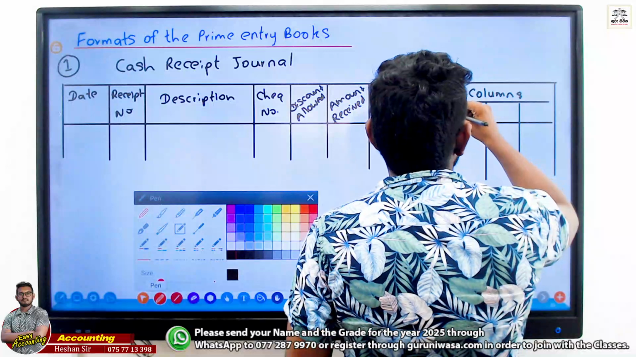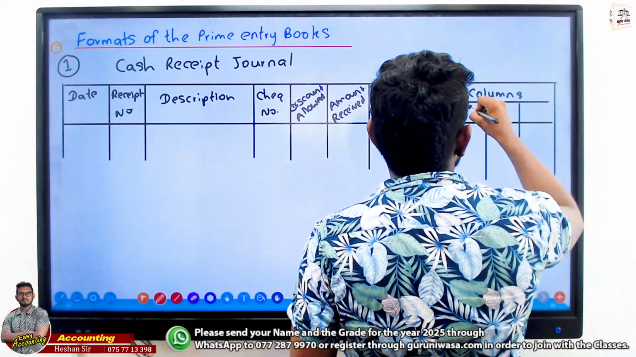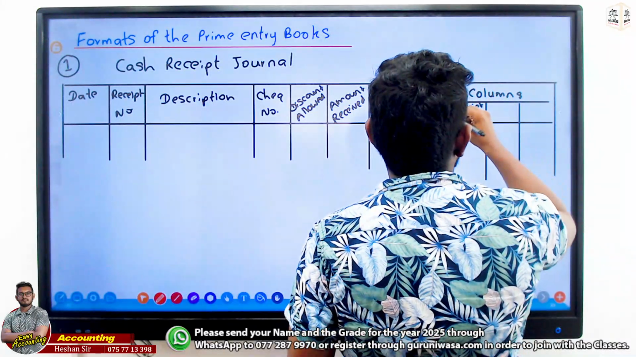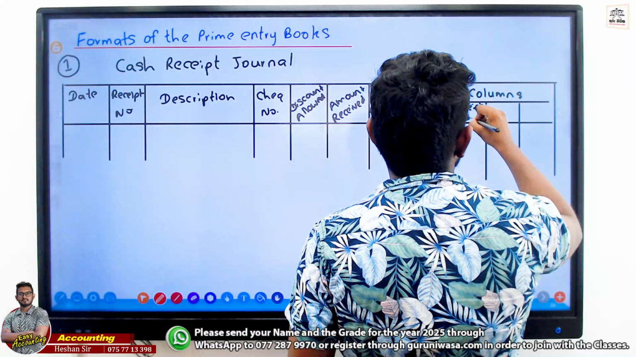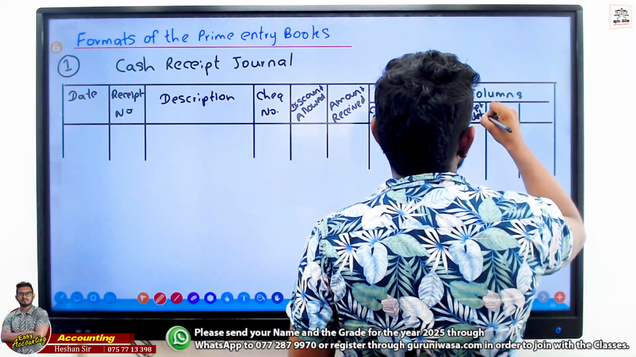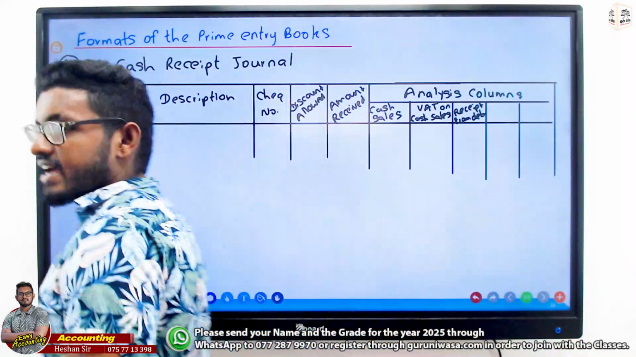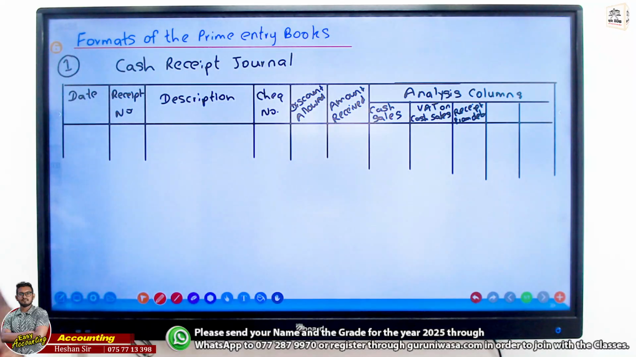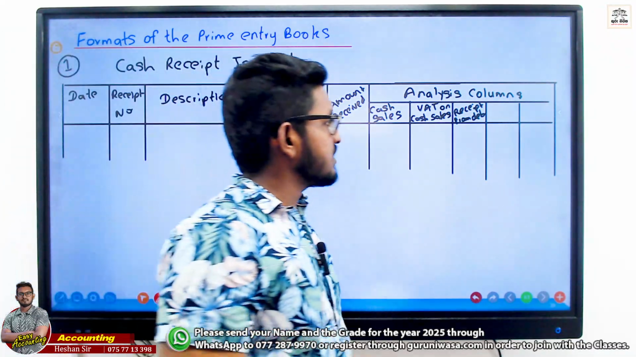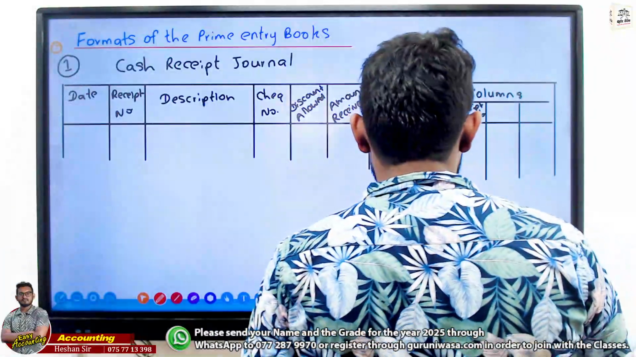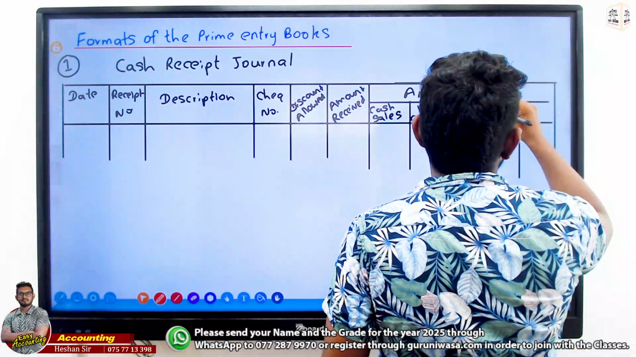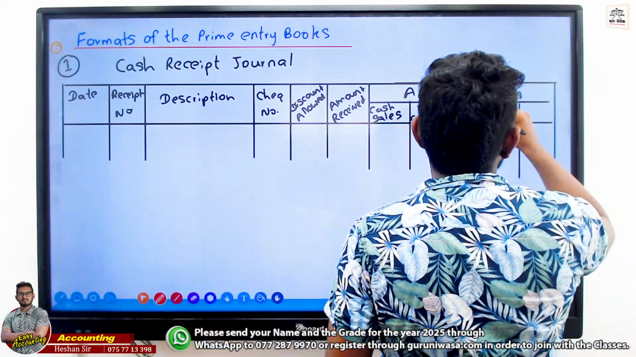Receipt from debtors. When we receive cash from debtors, cash control account debit, debtors account credit. Then other income, relevant income sources.